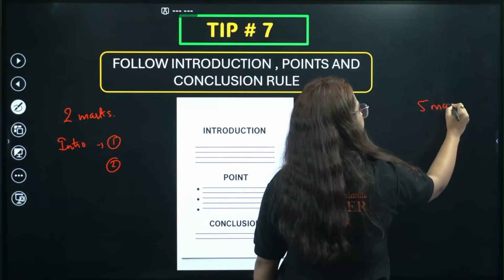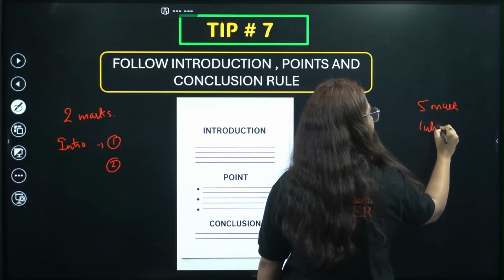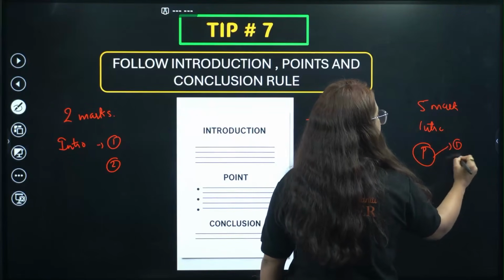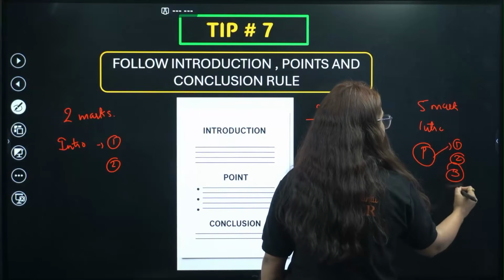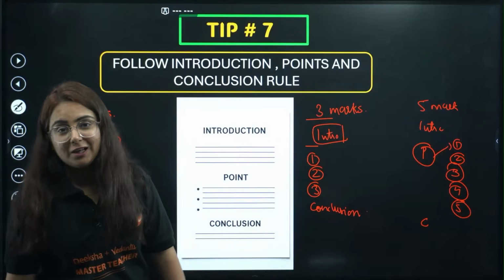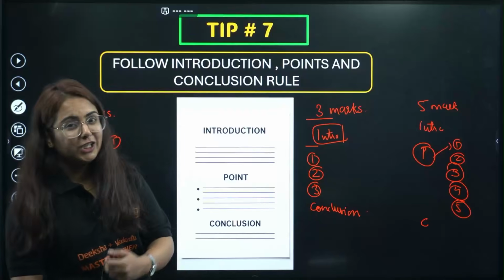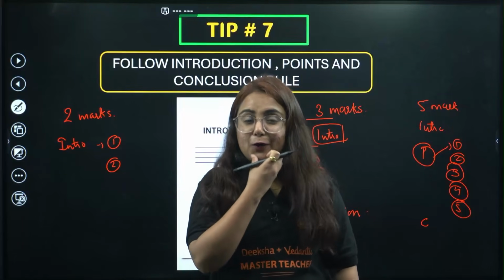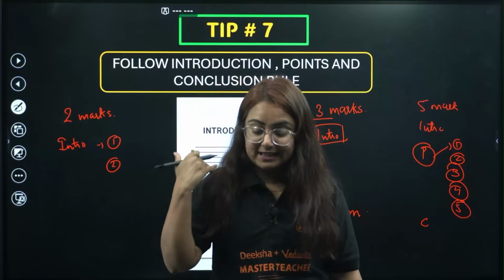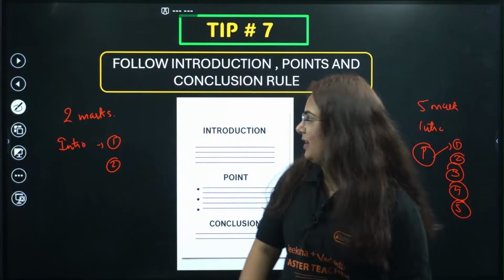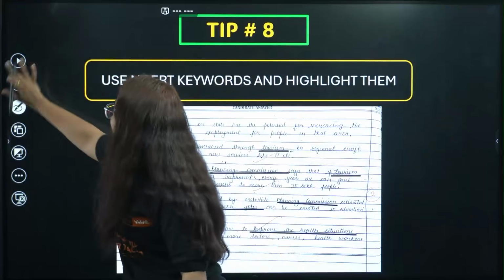Same is with 5 marker. Okay, intro, IPC, points, conclusion. How many points? 5 points. All these 5 points should be different from each other because the examiner is not a fool. He or she knows everything, right? So don't make the person a fool by repeating your points. They just judge it. They just reduce your marks. Okay, so this was tip number 7.